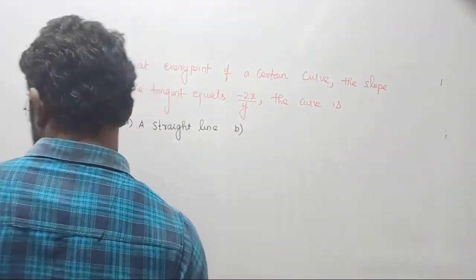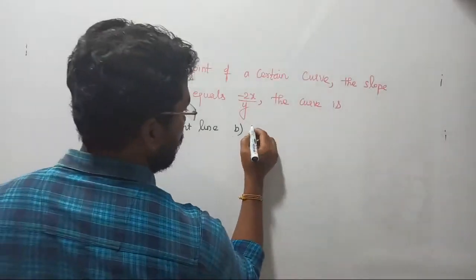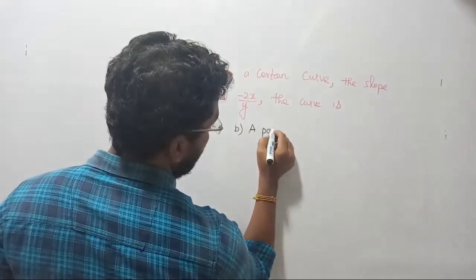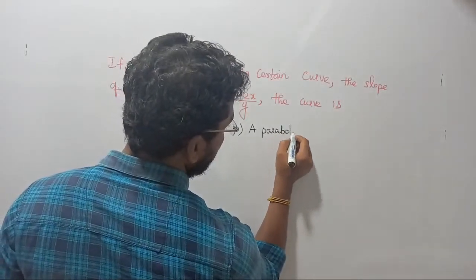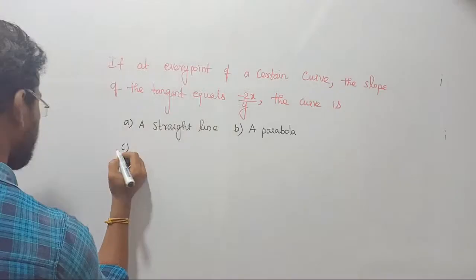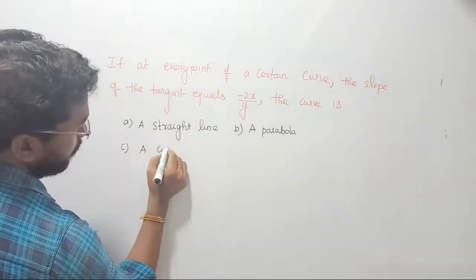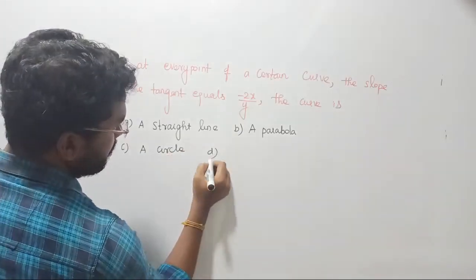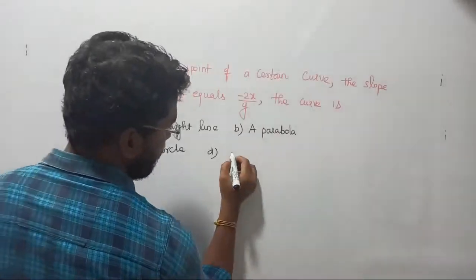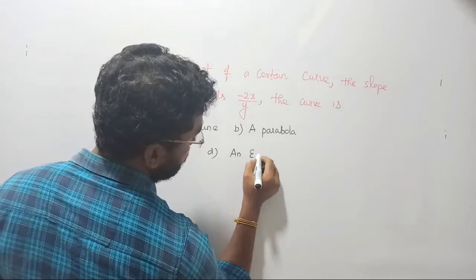Option B, they said a parabola. Option C, they said a circle. Option D, they said an ellipse.